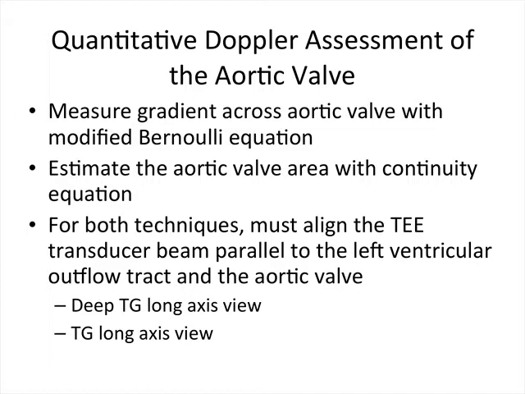The two locations to align the Doppler beam most parallel with the flow of blood through the aortic valve are the deep transgastric long axis view, found by advancing the TEE probe deeper from the short axis mid-papillary view, and then antiflexing the probe and withdrawing it slightly, and the transgastric long axis view, found by rotating the multiplane angle to 120 to 140 degrees from the transgastric mid-papillary short axis view.